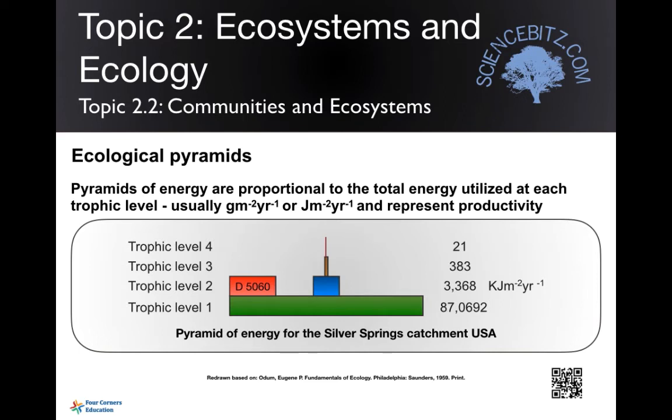And pyramids of energy measure energy in terms of either grams per meter squared per year, and in this case we're really talking about grams of carbon, or in joules per meter squared. And it represents the productivity. We're actually talking about how productive a system is.